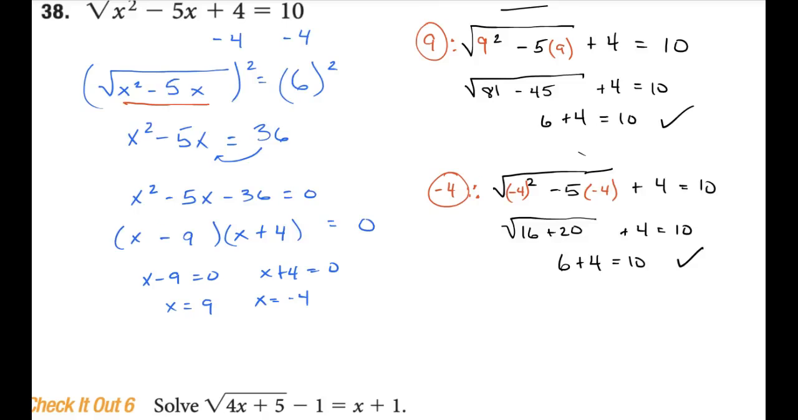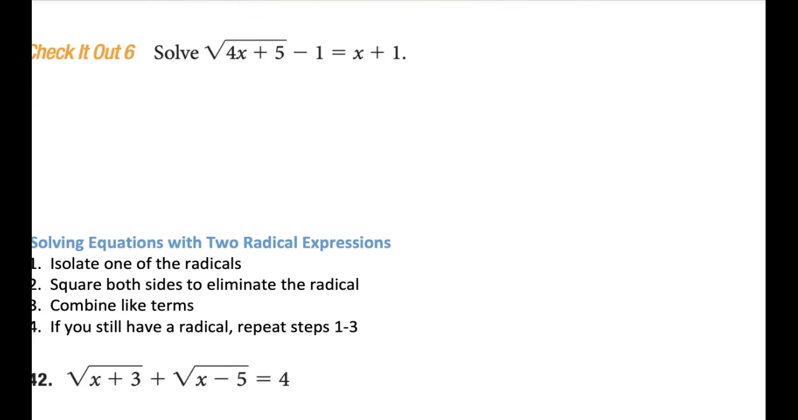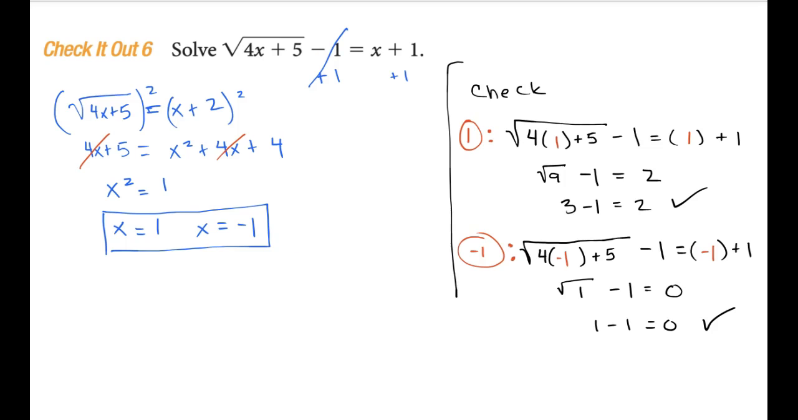All right, so moving on to the next one. This is just for you to do, so I'm going to give you guys a chance to do the check it out. So take a moment and solve this one, and don't forget to check it.